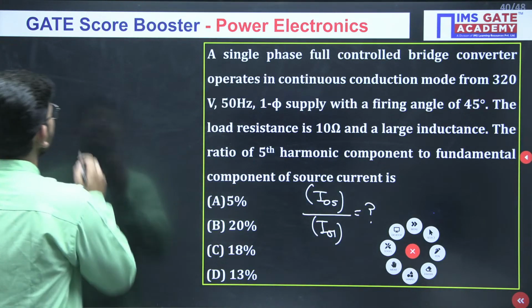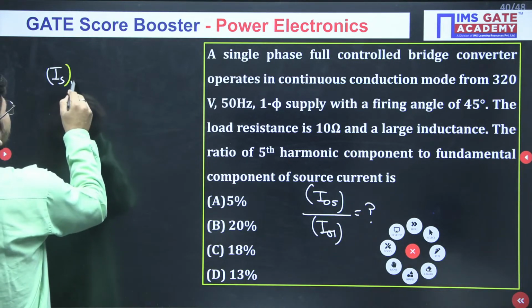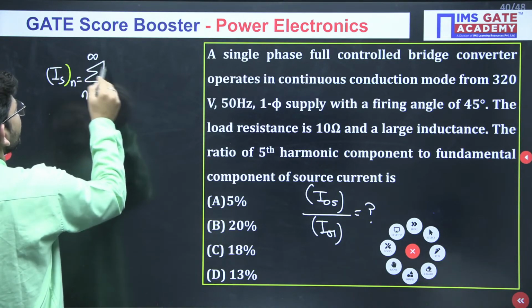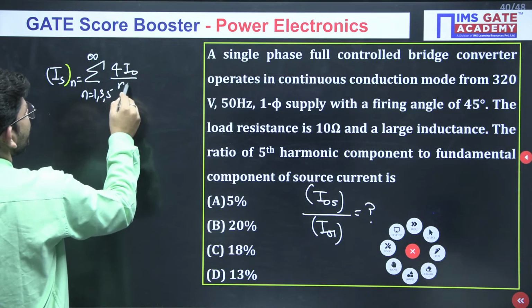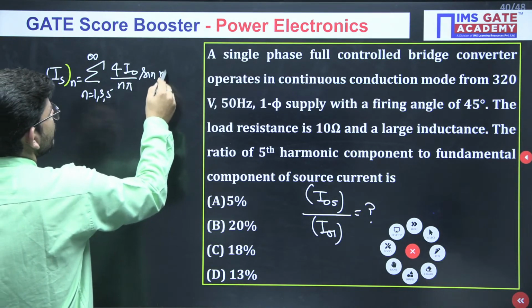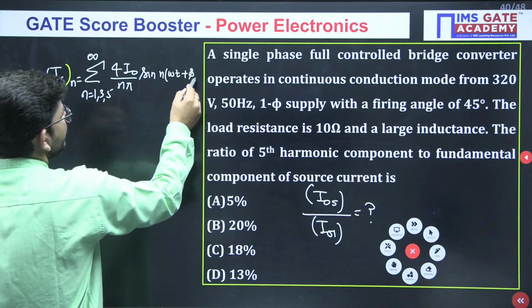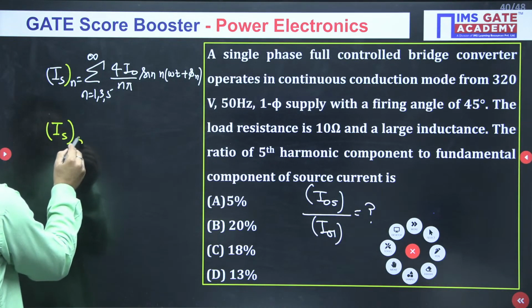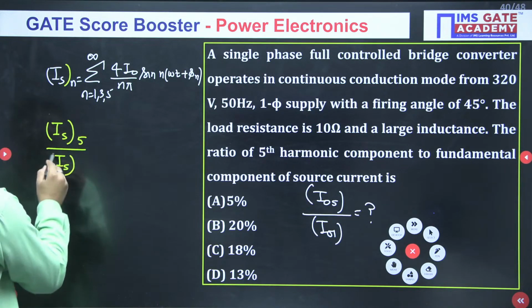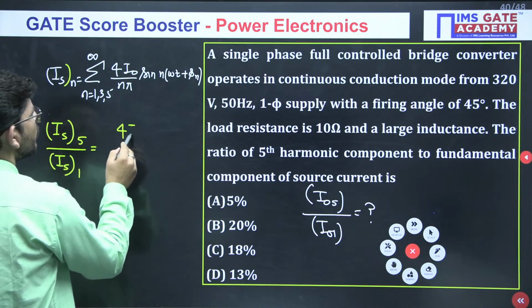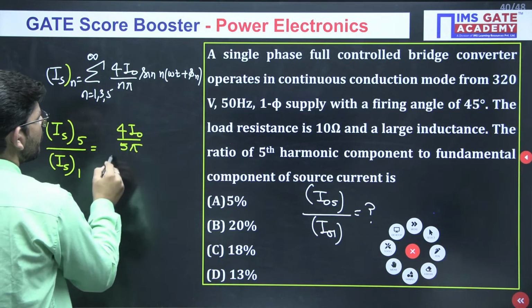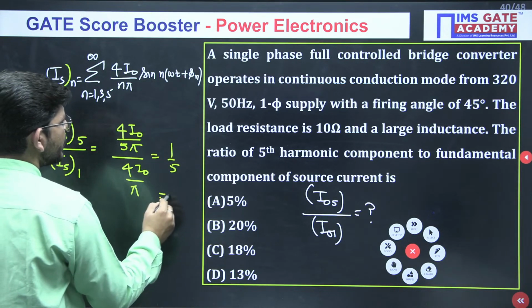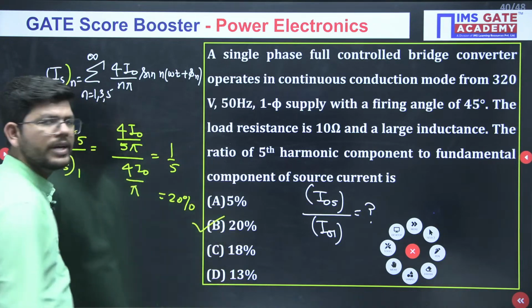So what we have to do? The source current Fourier series is: sum over n equals 1, 3, 5 to infinity of 4 I naught upon n pi sine of (n omega t plus phi n). Now from here, if you calculate the ratio of the fifth component to the fundamental component, you get 4 I naught upon 5 pi divided by 4 I naught upon pi, which gives 1 by 5, that means 20%. So you don't have to waste your time, isn't it?